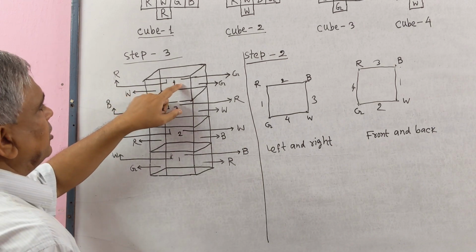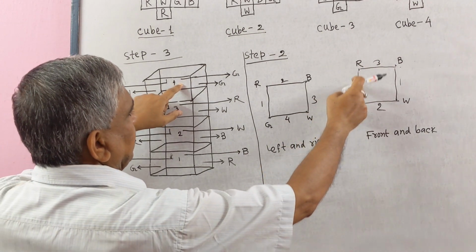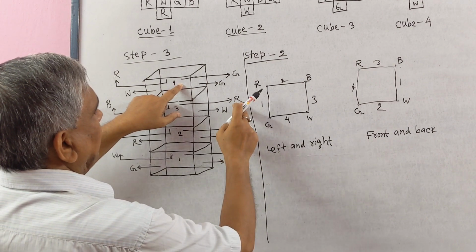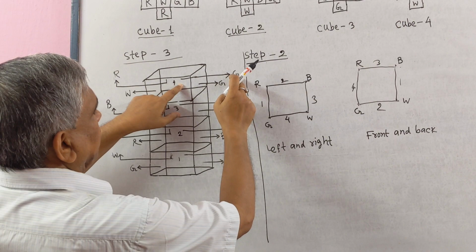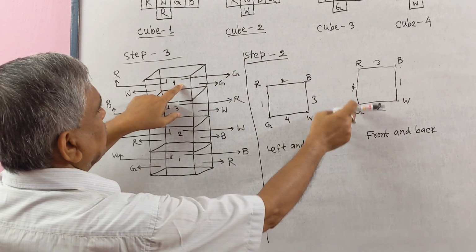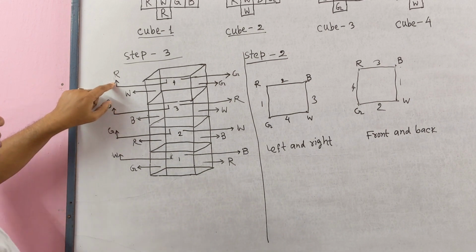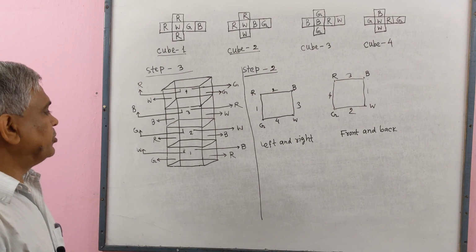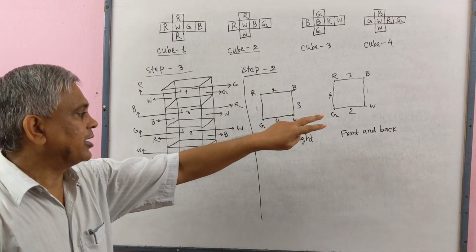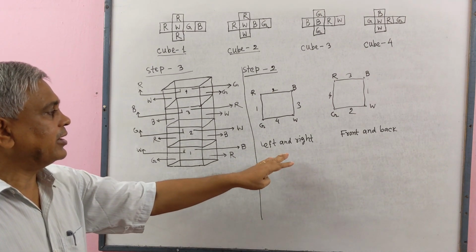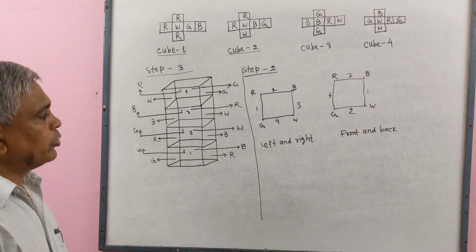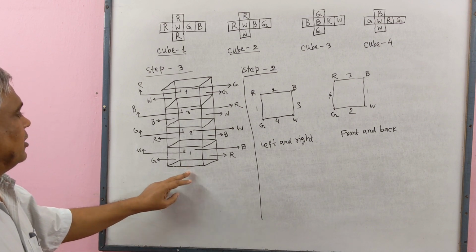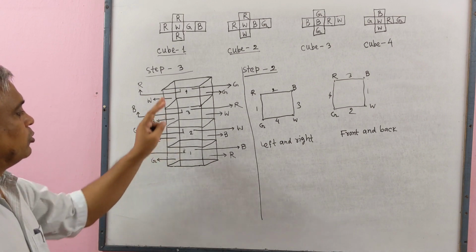For the fourth cube, here we see R and G. We have already given B, W, R. So here we will give G. So the back side will be R. In this way we have given the colors of the faces with the help of two subgraphs: for the first subgraph left and right, and for the second subgraph front and back. Now with the help of this step 3, we will go to step 4.